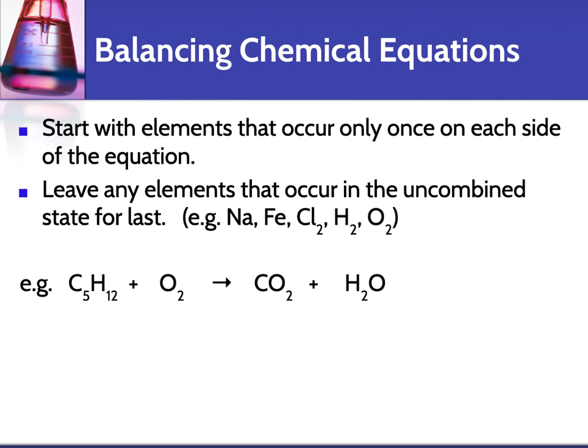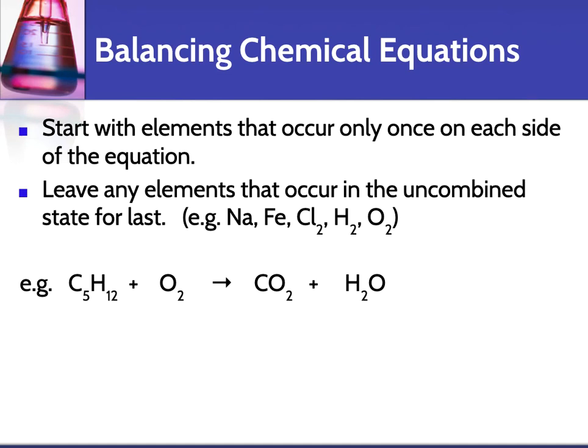So the next tip is, when you've set up your chart and you see that a few atoms are not balanced, which one do you start with? Start with an element that occurs only once on each side of the equation. If you look at that example, oxygen occurs in 2 different compounds on the product side, right? There's oxygen in carbon dioxide and there's oxygen in water. So you would want to leave that till the end. Start with either carbon or hydrogen.